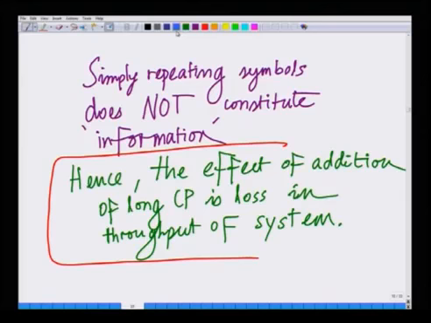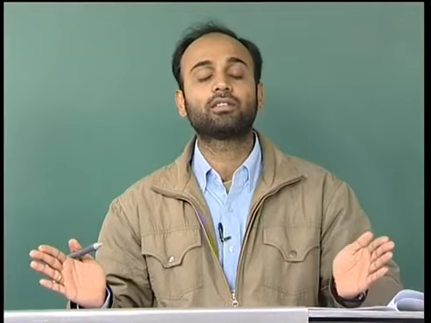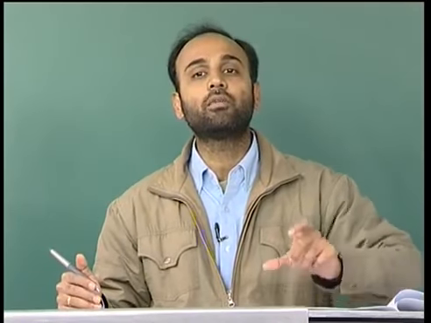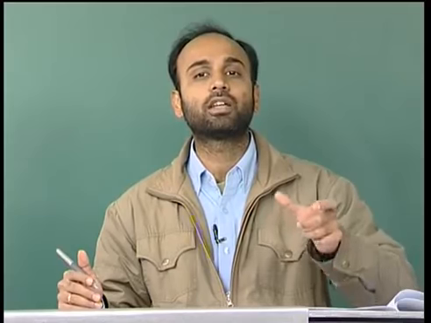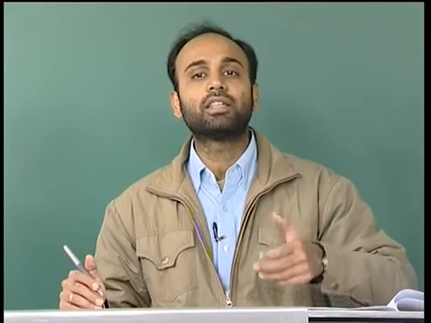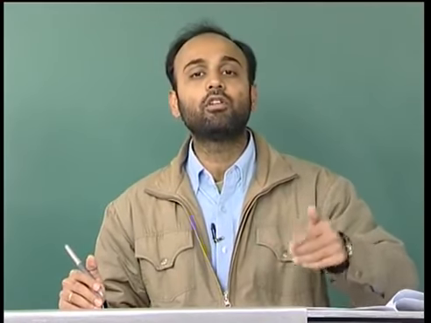What is the catch? The catch is essentially we would like to have a longer cyclic prefix, much greater than the delay spread of the channel, so that you can protect against intersymbol interference. However, the moment you start using longer and longer cyclic prefix, the cyclic prefix becomes dominant, and then you will start losing in terms of effective throughput of the system. So, there is a trade-off between cyclic prefix and the throughput of the system. One has to manage the length of the cyclic prefix such that the throughput does not get affected significantly.